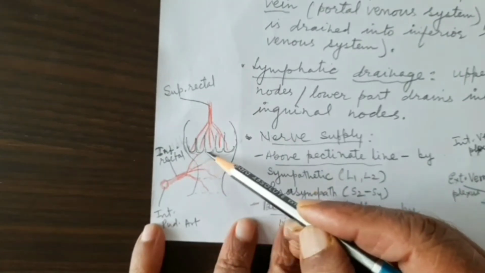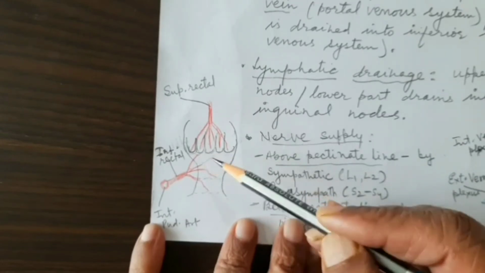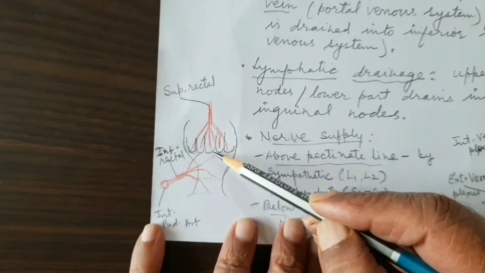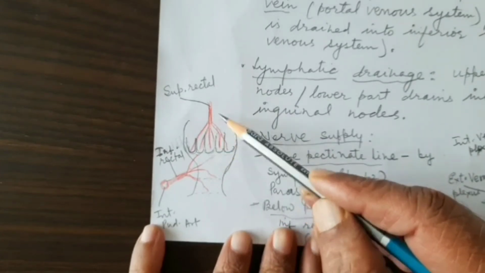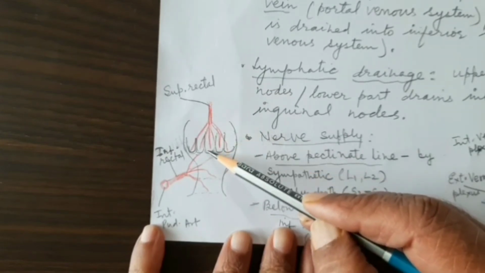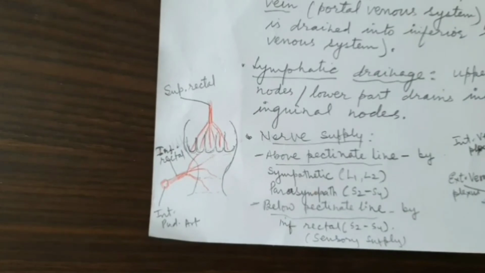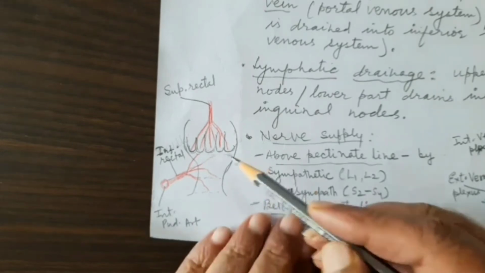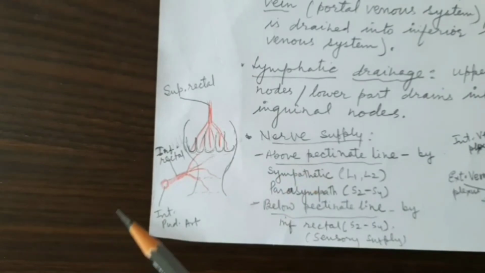Now, this pectinate line is called the watershed line because it has a different embryological development. It has a separate blood supply, that is the artery and vein, and autonomic nerve supply above. That's why this pectinate line is a watershed line. As we will see in the nerve supply, venous drainage, and arterial supply, they are entirely different above this line and below this pectinate line.